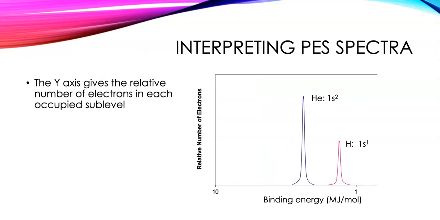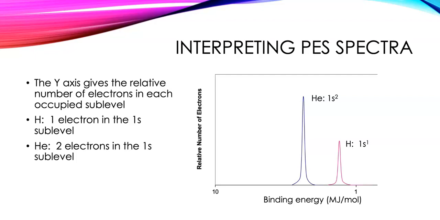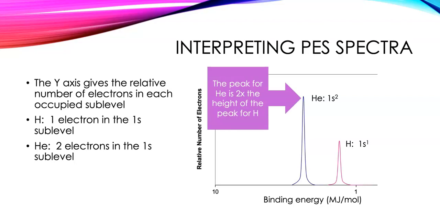The other thing I need to point out about PES spectra is the y-axis. The y-axis gives the relative number of electrons in each occupied sublevel. It's going to be proportional to the number of electrons occupying that sublevel. So what we see when we look at the hydrogen peak versus the helium peak is that hydrogen has one electron in that 1s sublevel. Helium has two electrons in the 1s sublevel. So the peak for helium is twice the amplitude of the peak for hydrogen.